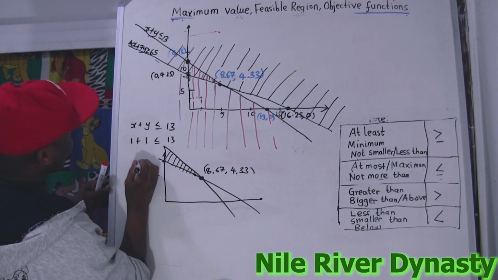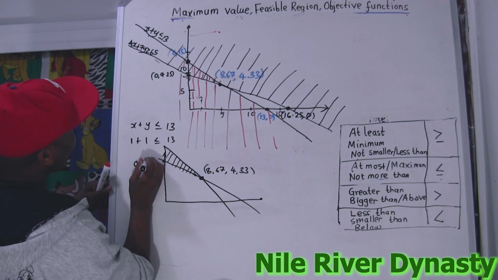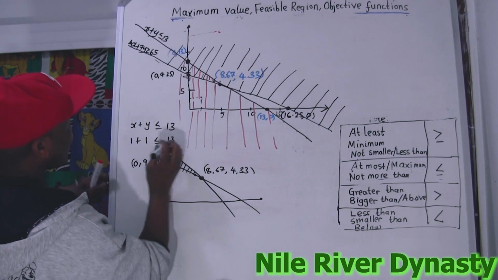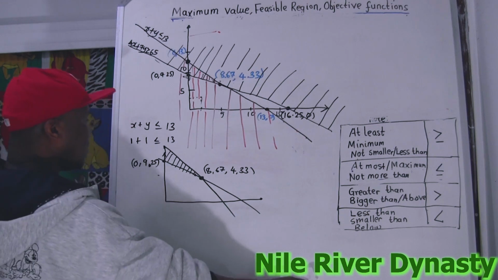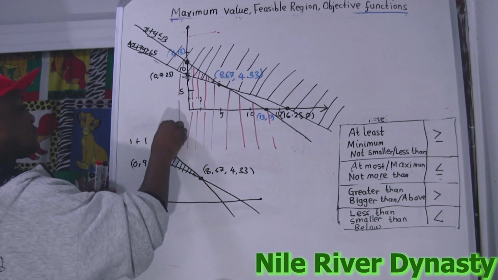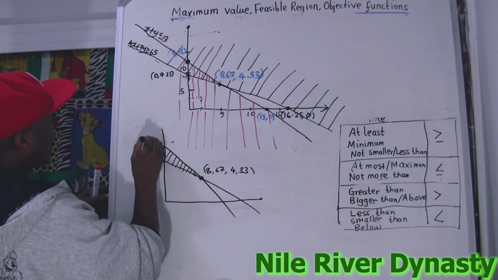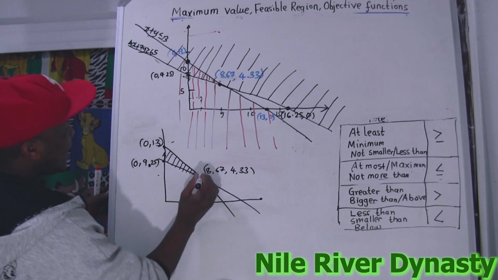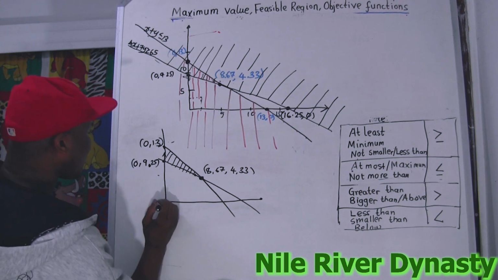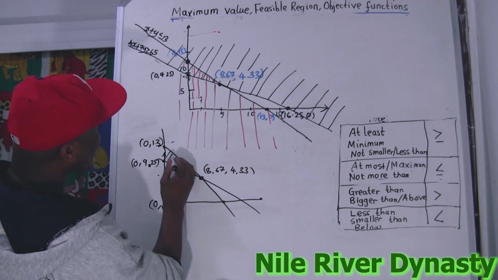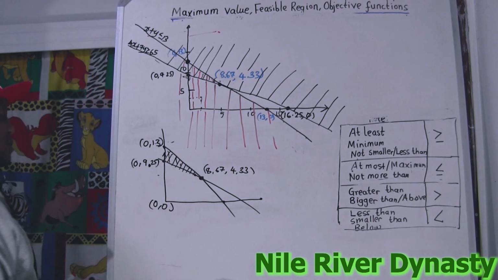So the coordinate of here is 0, 9.25. And this coordinate at the top is 0, 13. Okay, 0, 13. The other stuff I don't need. So this is my feasible region here. You know what I'm saying? That's my feasible region.